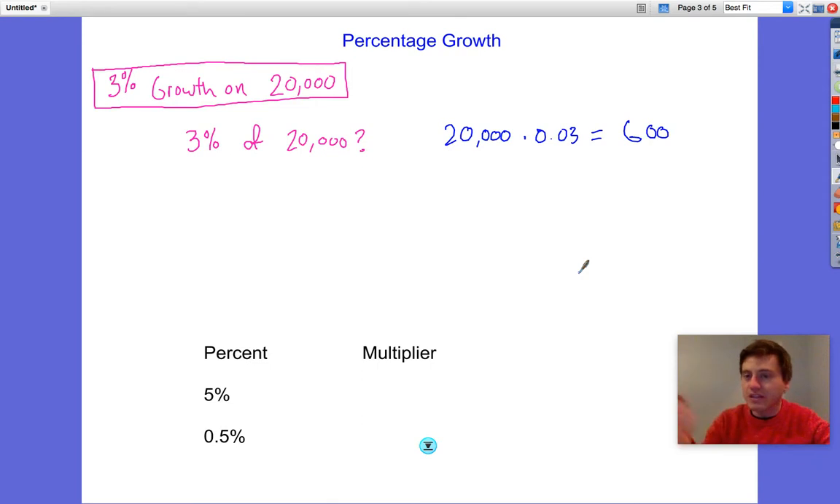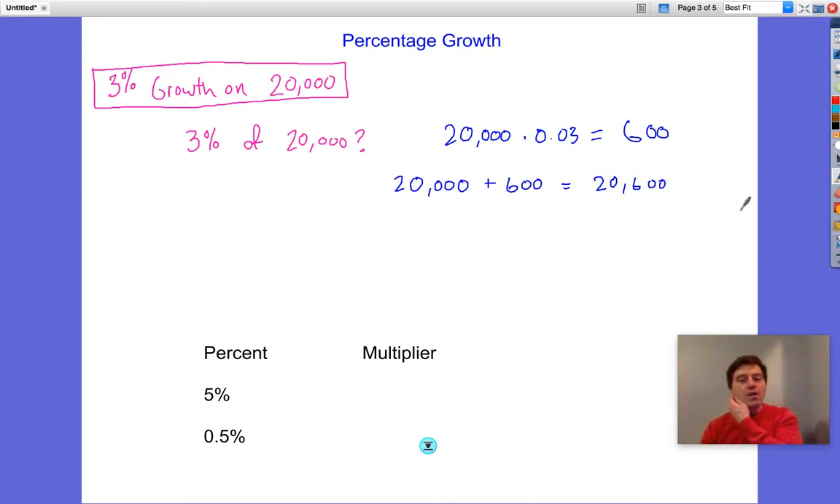Okay, so 600. If I want a 3% growth on the 20,000, this is a growth, right? So I'm going to have a larger number. What do I have to do? I'm going to have to add that 3% on. So I'm going to get that 20,000, and then I'm going to add on the 600. And that gives me 20,600. Well, there you go.